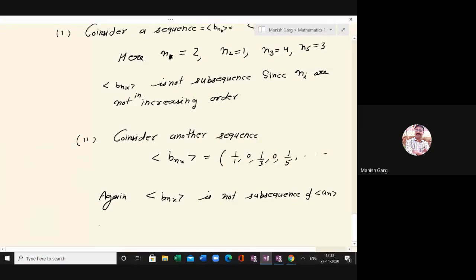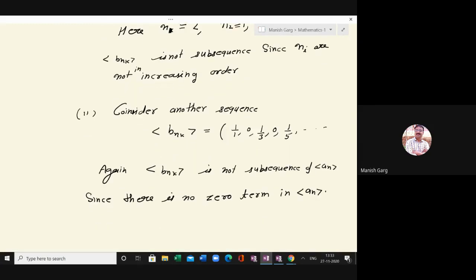Since there is no 0 term in An. So these are the examples of a subsequence of a sequence An. Now if anybody has a doubt, ask me. I think most of the doubts have been cleared.